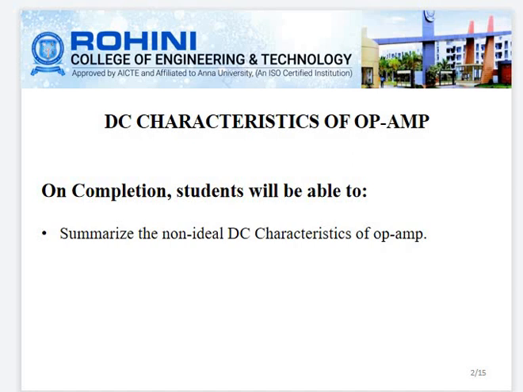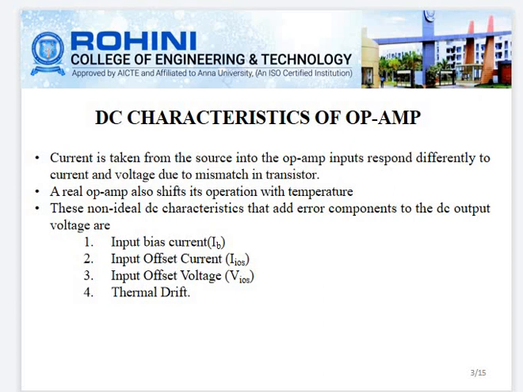On the completion of this DC characteristics of op-amp, the students will be able to summarize the non-ideal DC characteristics of operational amplifier. The current is taken from the source into the op-amp input, and the inputs respond differently to current and voltage due to mismatch in transistor. A real operational amplifier also shifts its operation with temperature. These non-ideal DC characteristics add error component to the DC output voltage, that are input bias current IB, input offset current IOS, input offset voltage VIOS, and thermal drift.